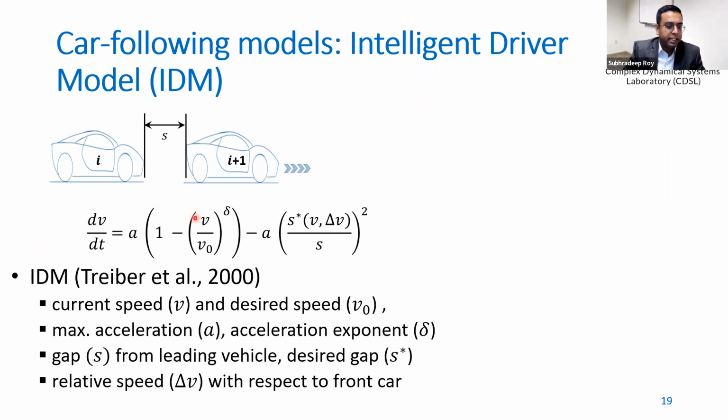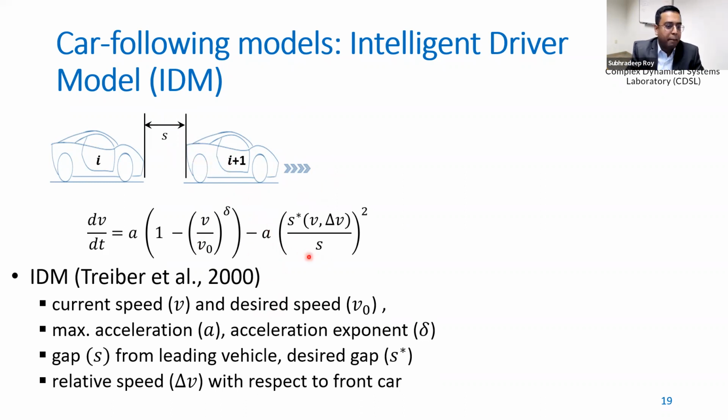I'll not go into too much detail, but basically what it says is the acceleration. This is the first term in the acceleration term. It corresponds to free flow. As the vehicle increases its speed and reaches the desired speed, the acceleration decreases. And the second term is where the interaction happens, where it's basically a braking term, where the desired gap is compared to the current gap, which is the immediate front car, and accordingly, the braking term is activated.